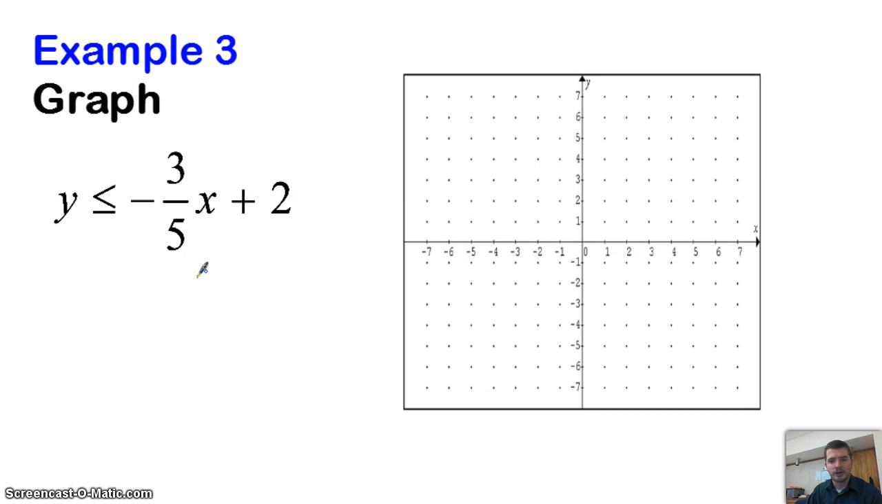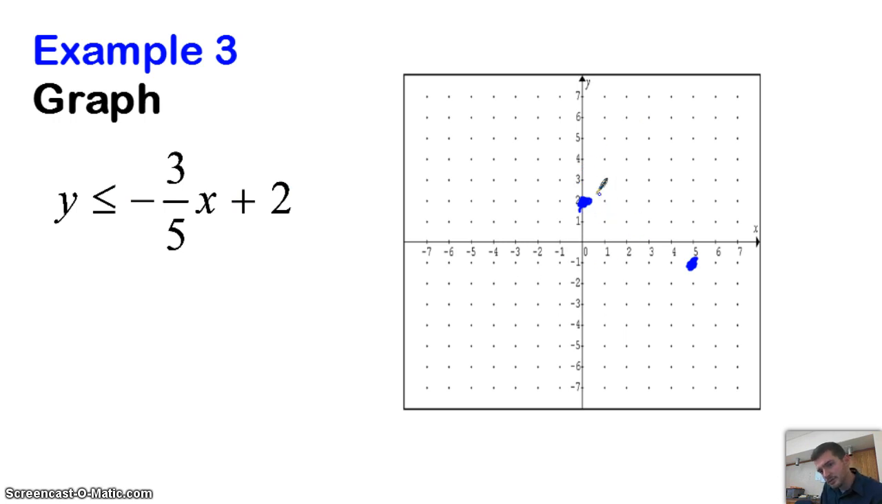This one's pretty standard. Again, you're going to start at +2. Slope is negative, so you go down 3 and over 5. So right here. And you see that finally I have an equal bar. This is less than or equal to. So this is going to be a solid line.